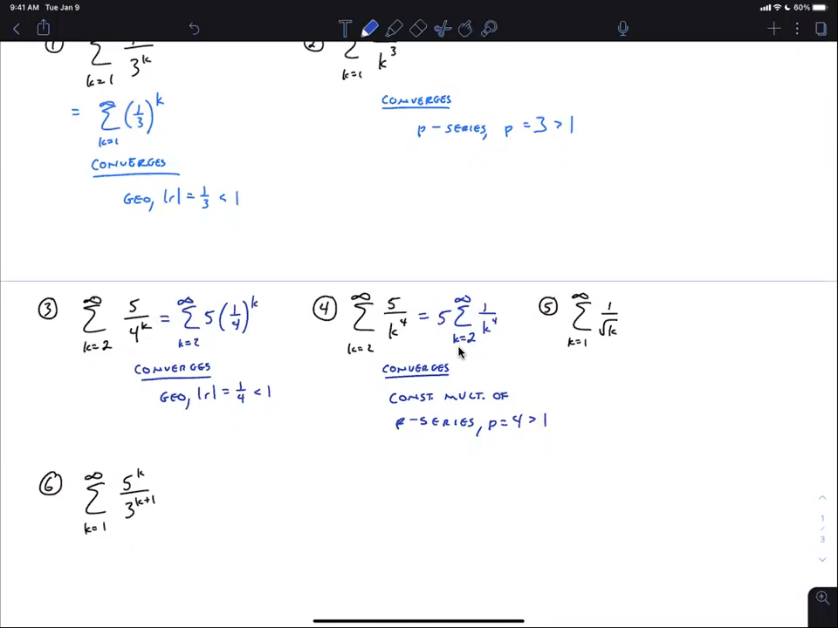All right. And so then, okay, the next one, 1 over k square root of k, you can rewrite as 1 over k to the 1/2. That diverges because it's a p series where p is less than 1. So p is 1/2. And what's significant about that is that it's less than 1.